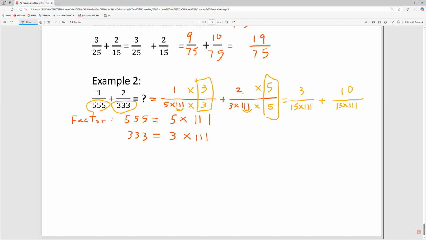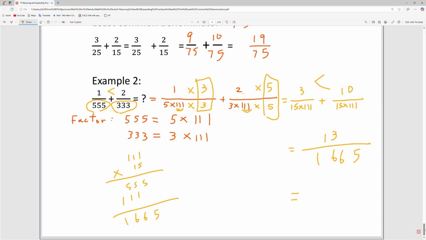So 2 times 5, 10. If you want to compare, then this one is greater than this one. If you want to add them together, the numerator is 13, and the denominator is 111 times 15. 555, 111. It's not hard to calculate. So 1665.